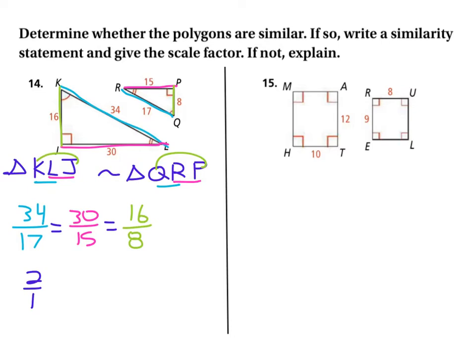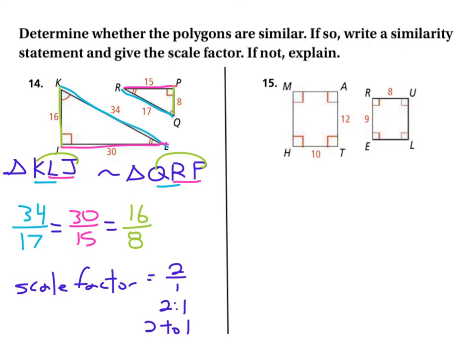So let me write it like this. Scale factor 2 over 1. You could also write it as 2 to 1, like this, meaning for every 2 units on the large one on the left, there's 1 unit on the right on the small one.